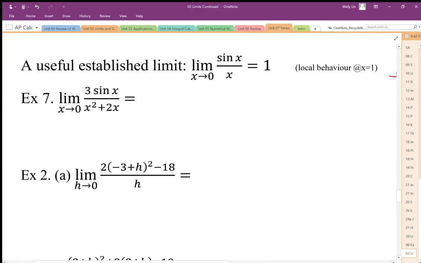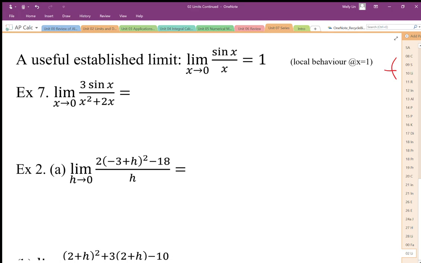So we can use this established limit with some algebraic properties to solve some limit problems. As x goes to 0, if I factor out some pieces here, I can separate this out into 3 sine x over x plus 2 times x. If I take a look at this one piece here, I know that the limit of that is equal to 1.